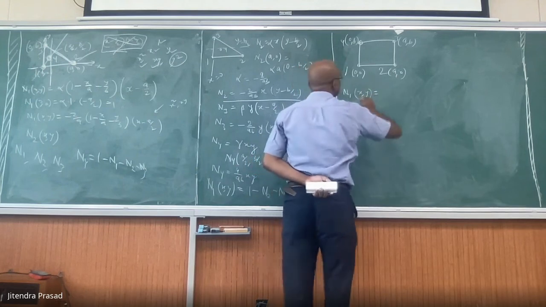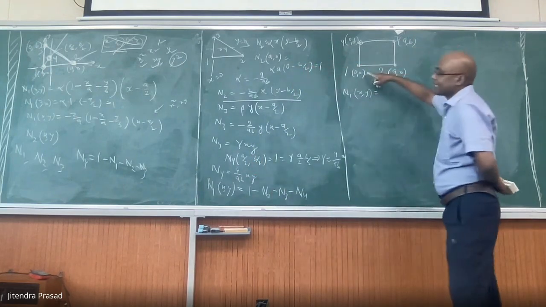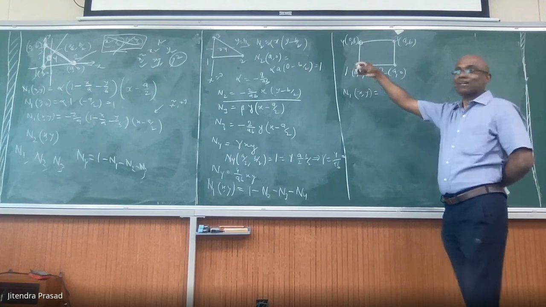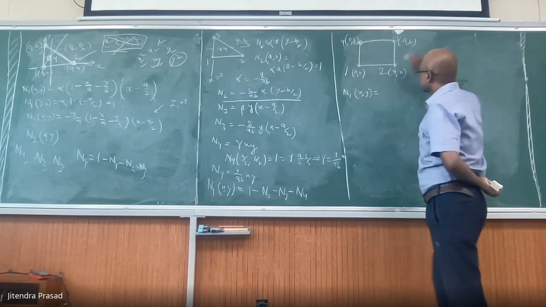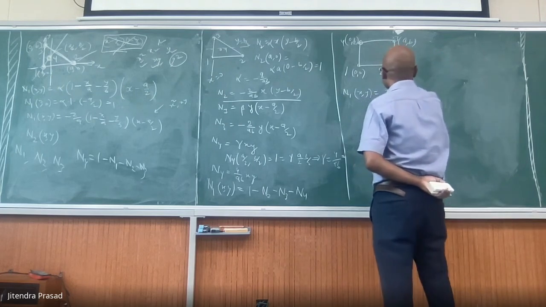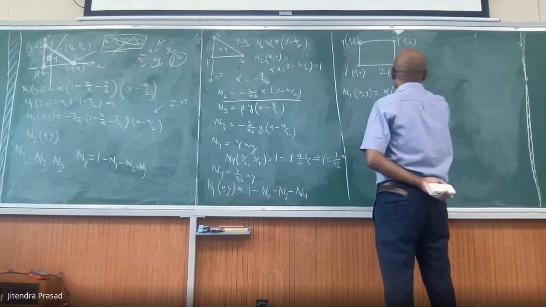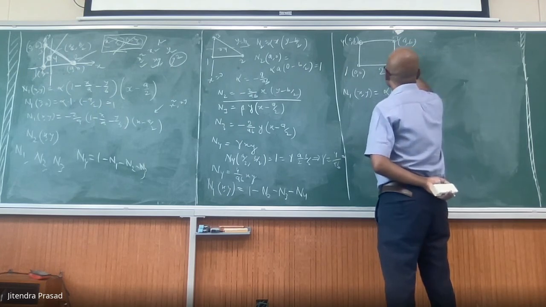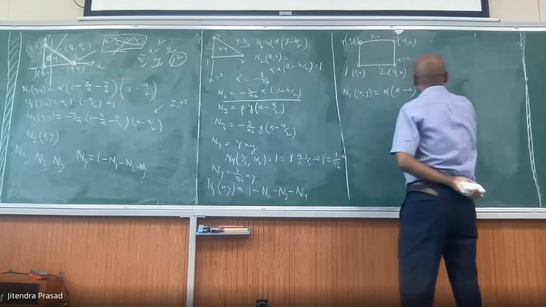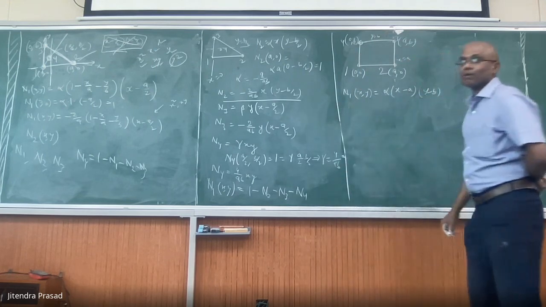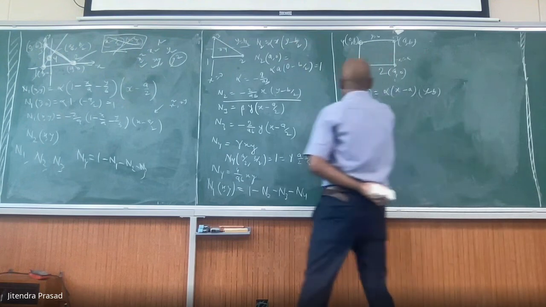xy is equal to 2 lines, as I said, right? So I will take this line, like 2 lines like this. So this will be x. I will write alpha times (x minus a), because x equal to a, this one, and this is y equal to b, and then (y minus b). So this is n1.